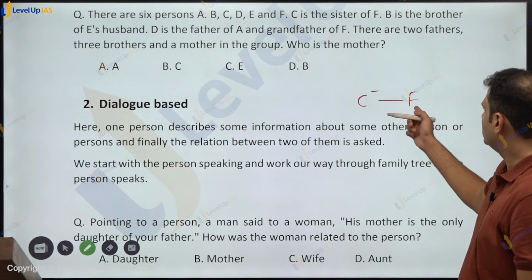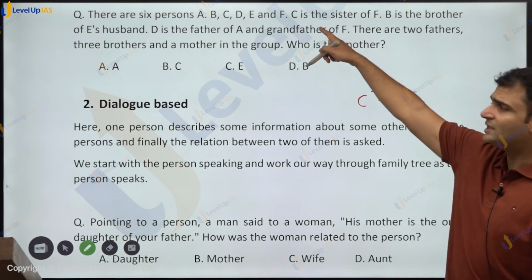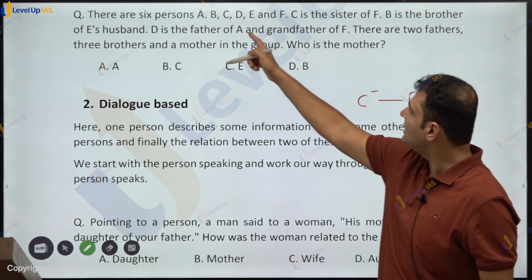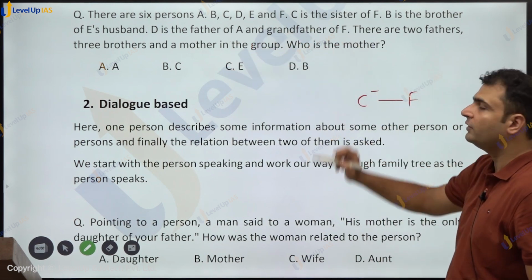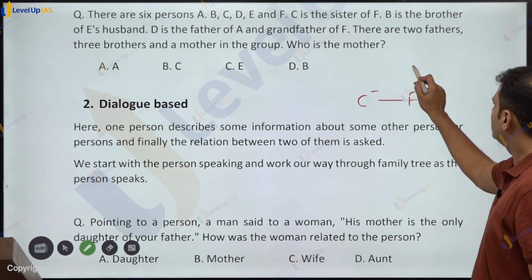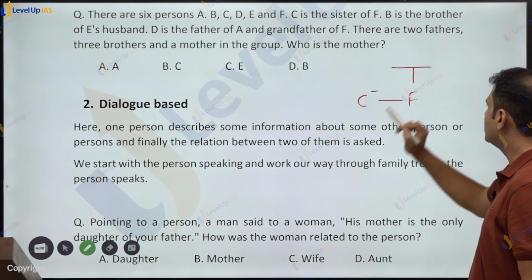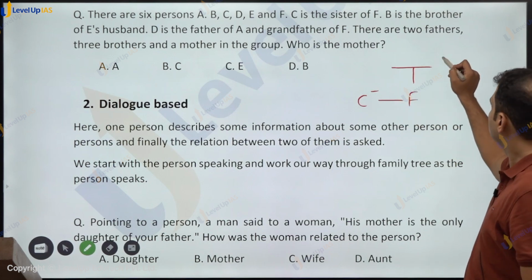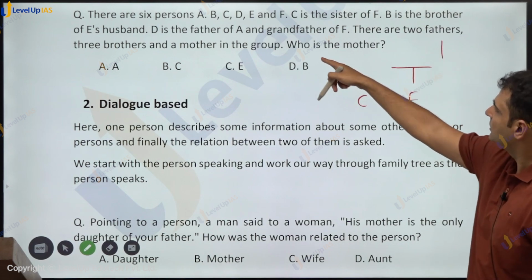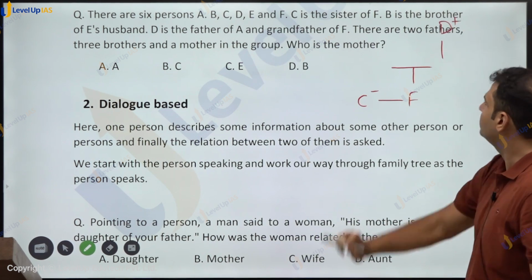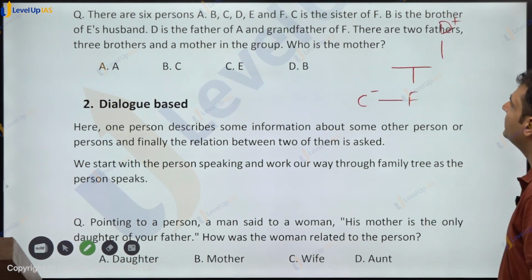B is brother of E's husband. Fine. Because we have started with C and F, let us look for where the information about C and F is. And D is father of A and grandfather of F. So D is grandfather of F. So there are some parents of F, mother and father, and the father of one of the parents is D. That is given. Fine.